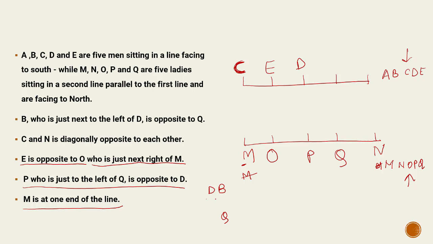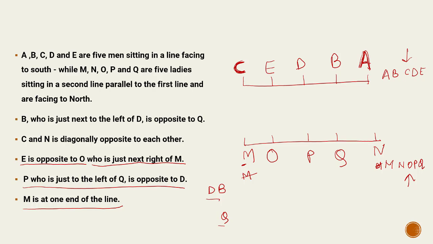Now we can place this data. We know we have B who is just left of D and is opposite to Q, which is well confirmed with the arrangement that we have done so far, and this remaining position will go to A. So this is how we have plotted the data here.